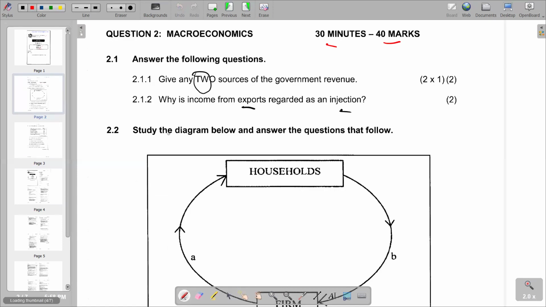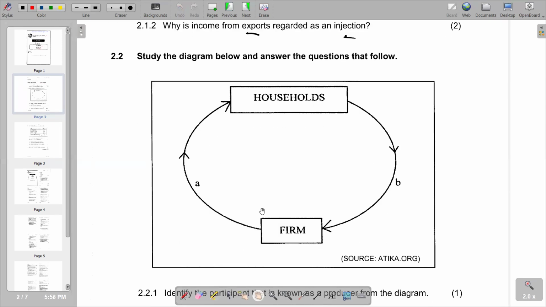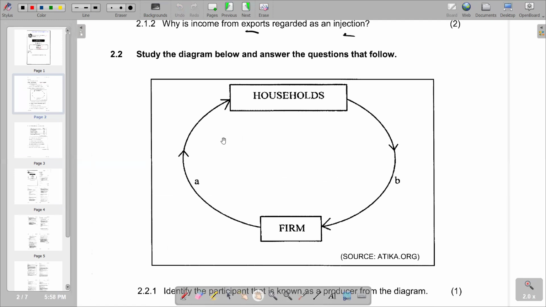So we go to the next question, which is study the diagram below and answer the questions that follow. We are seeing households, and then we are seeing also firms. We're seeing the arrows that go from firms to households, and then they're going again from households to firms. But we are seeing that households and firms are participants in the circular flow. So basically, that's what we have according to the diagram given.